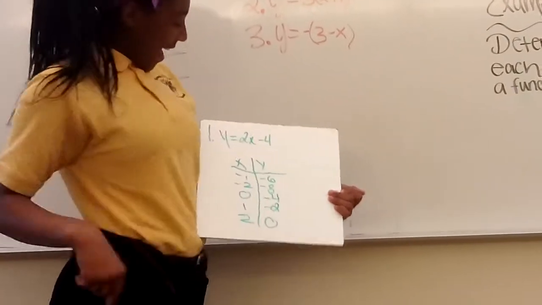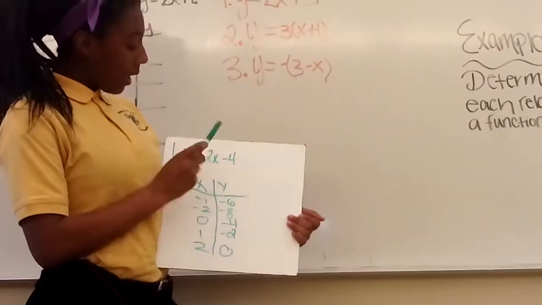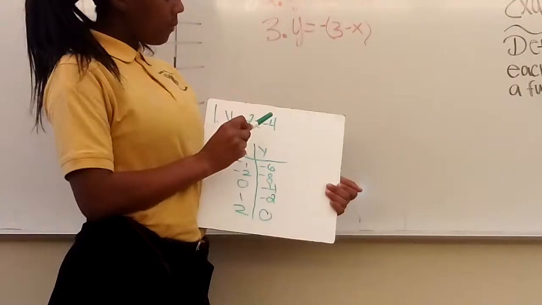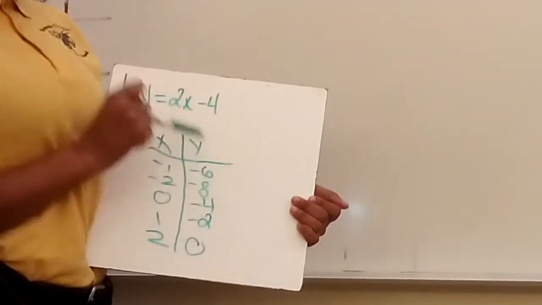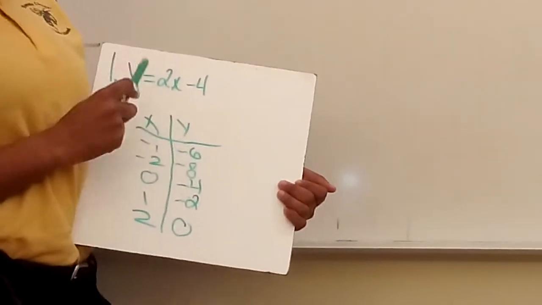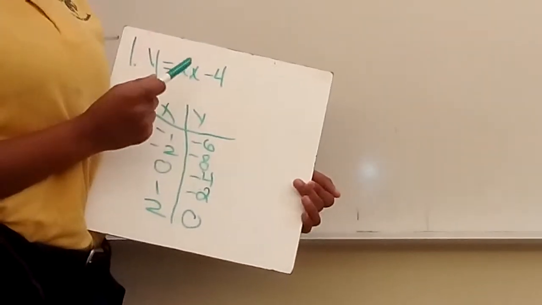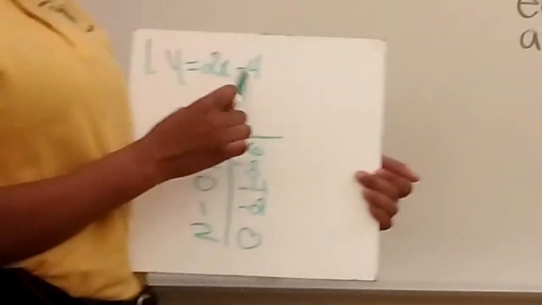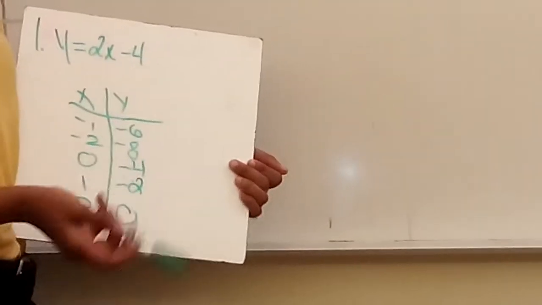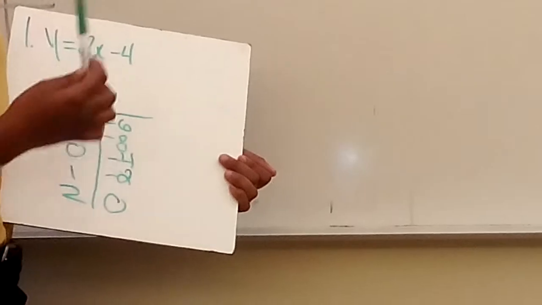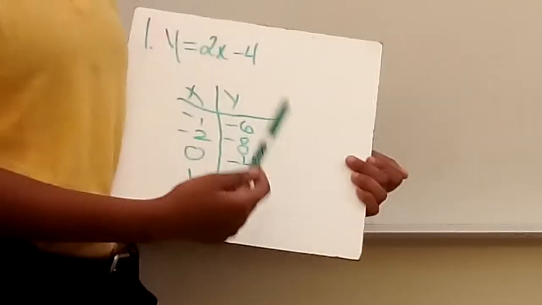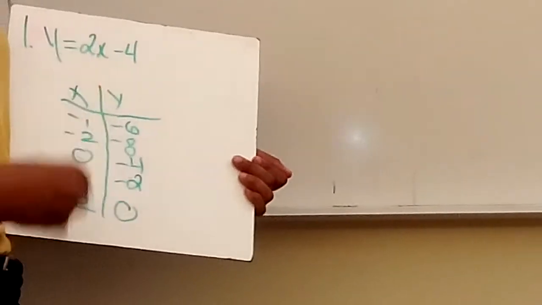Okay, so you have to do 2 times -1, which is 2, and then plus 4, which gives you -6, and then you do it again, 2 times -2, which is 4, and then you take 4 plus 4 will give you -8, and then you do the same thing, 2 times 0, which is 0 plus 4 will give you -4, and then you do it all again.